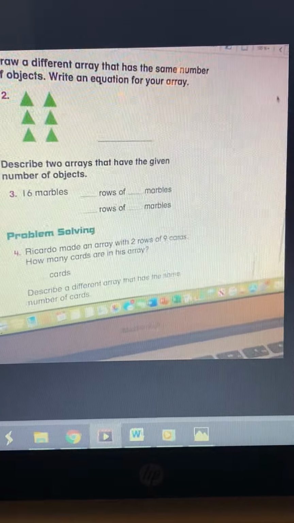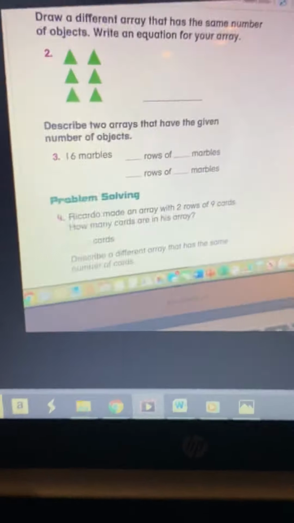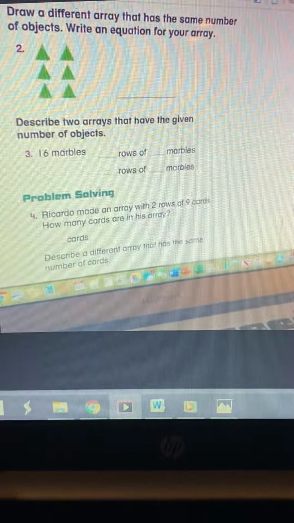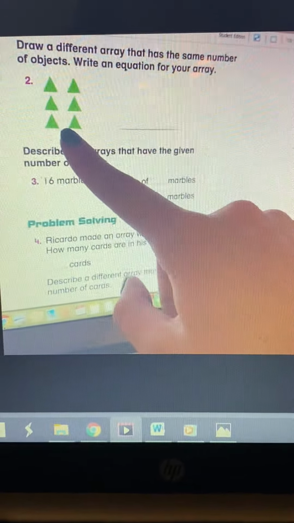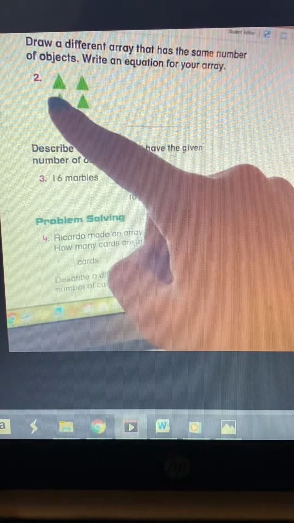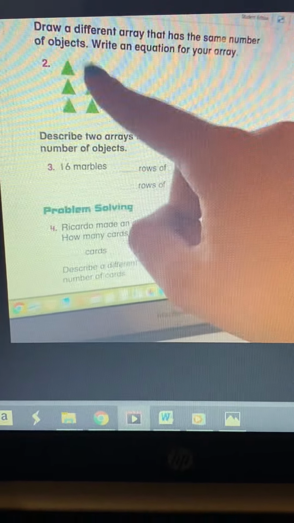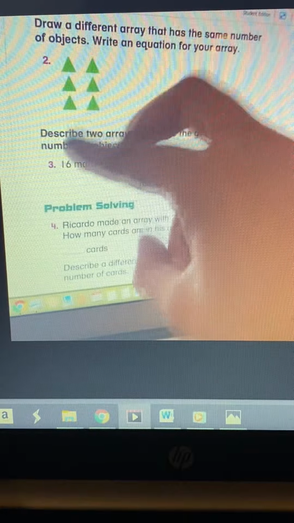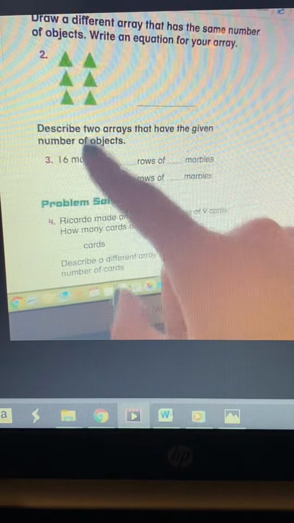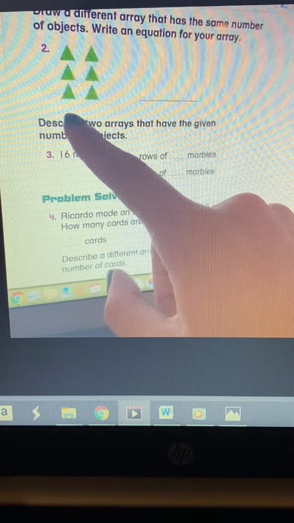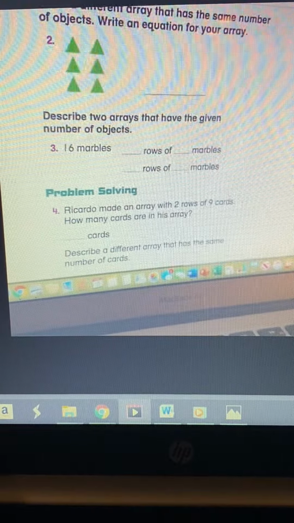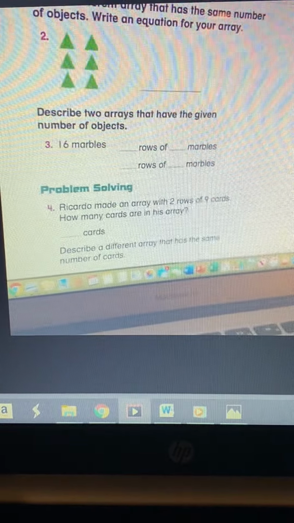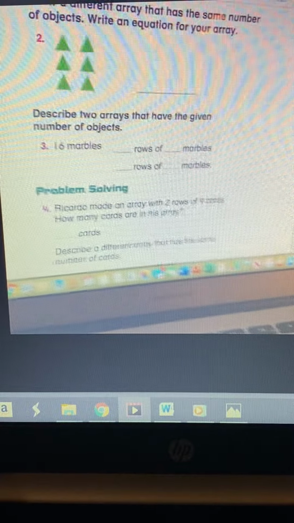to the next page. It says, draw a different array that has the same number of objects. So in number 2, we are going to write an equation for your array right here. And we are also going to draw another array. So in this array with the green triangles, we have 1, 2, 3 rows and 1, 2 columns. So we have 3 rows of 2. So for an equation, we would write 2 plus 2 plus 2. And we know that 2 plus 2 plus 2 equals 6. And then here we are going to figure out another array.